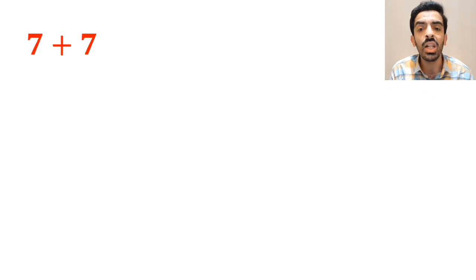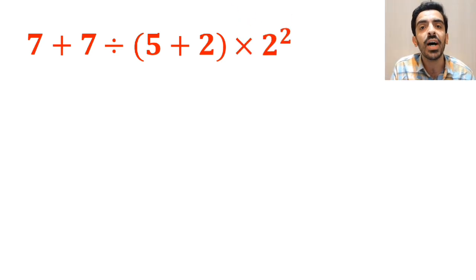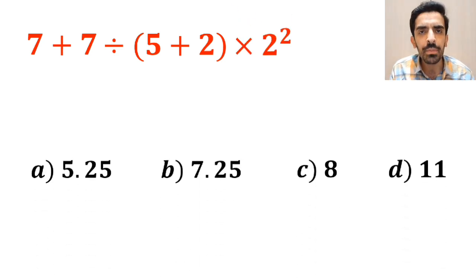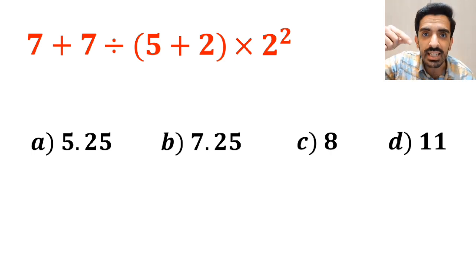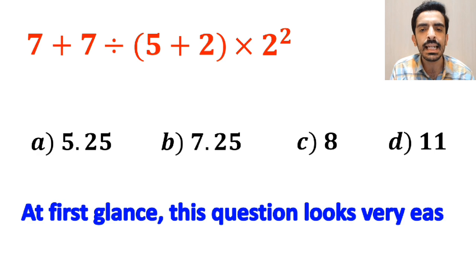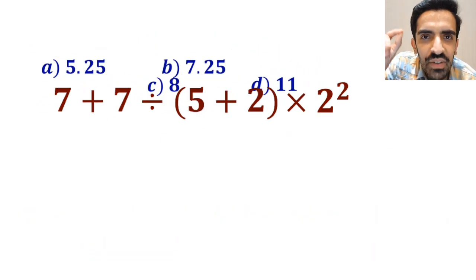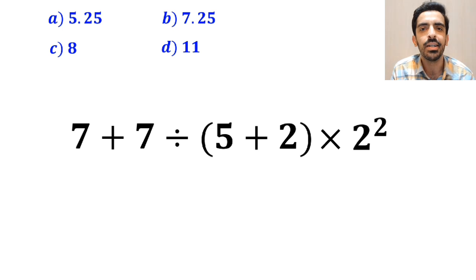What do you think is the value of the expression 7 plus 7 divided by (5 plus 2), then times 2 to the power of 2? Which option do you think is the correct answer to this question? At first glance, this question looks very easy, but it confuses almost everyone. Let's dive in and break it down step by step together.